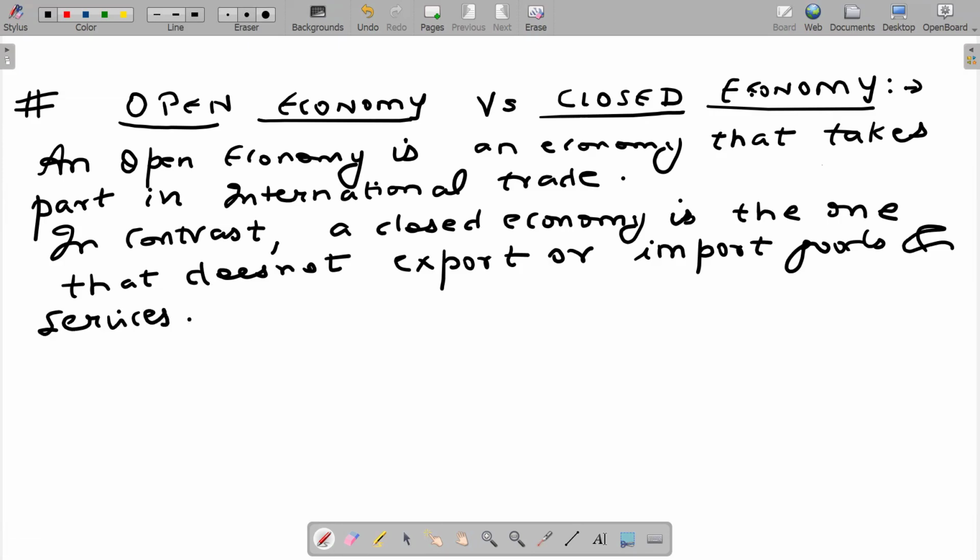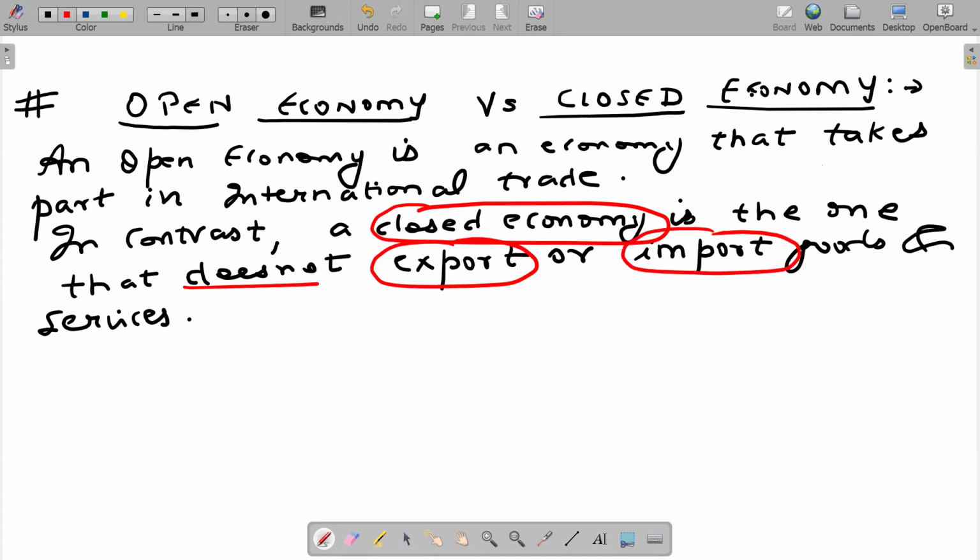Okay, so an open economy is that economy which is interacting with the rest of the world in terms of exporting or importing goods or services. But a closed economy is not interacting with the rest of the world. That means a closed economy does not export and does not import any good or service. In today's world, no economy is actually totally closed. Every economy usually is opened up for trade with the rest of the world.